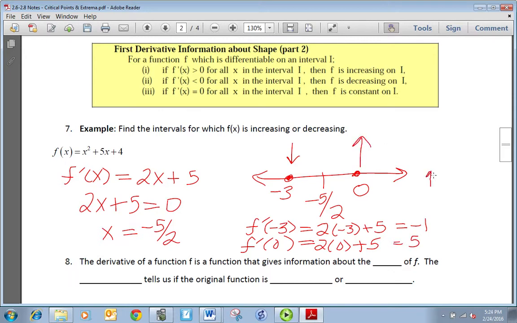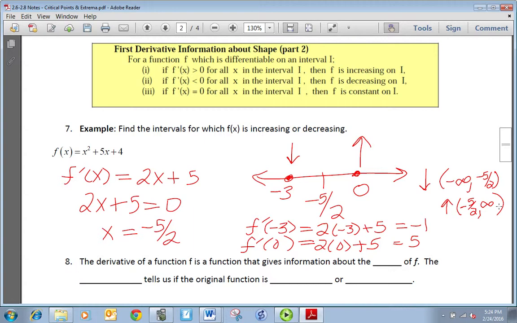So we're going to say it's increasing on the interval from negative infinity, no, sorry, that's decreasing. So decreasing on the interval from negative infinity to negative 5 over 2. And it's increasing from negative 5 over 2 to infinity. It's split right in the middle, which is what we would expect because it's a parabola. A parabola is going to be decreasing until we get to the vertex, and then it increases.